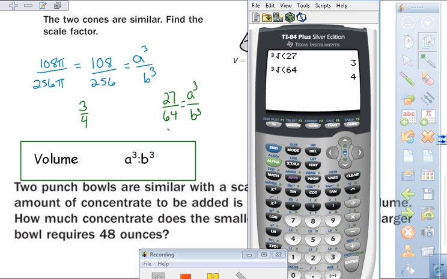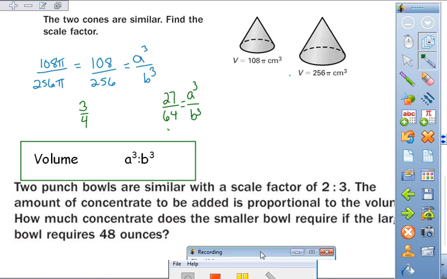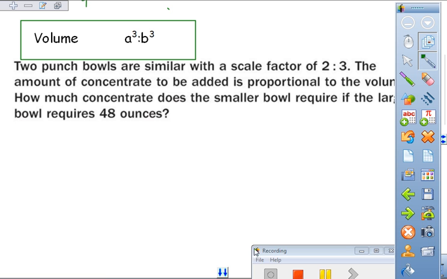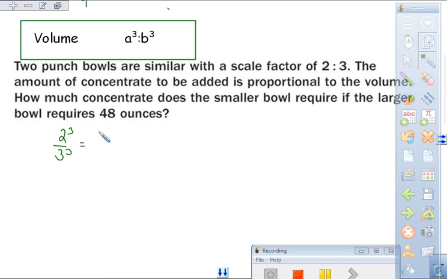Let's try another one. Two punch bowls are similar with a scale factor of 2 to 3. The amount of concentrate to be added is proportionate to the volume. How much concentrate does a smaller bowl require if a larger bowl requires 48 ounces? So we are comparing volumes. So we need to cube our 2 to 3. So that gives me 8 to 27.